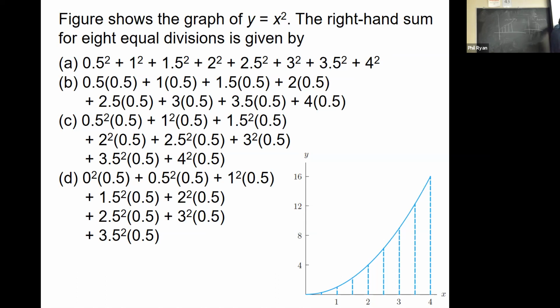Okay. One is a right-hand sum and the other is a left-hand sum. Which is the right-hand sum? C. Yeah. 0.5 squared, right? So yes. So it's giving it right here.